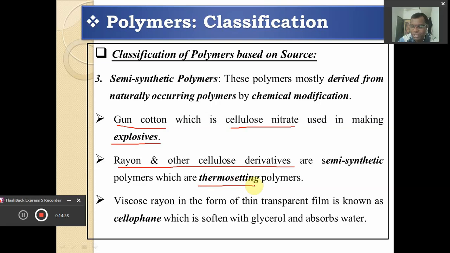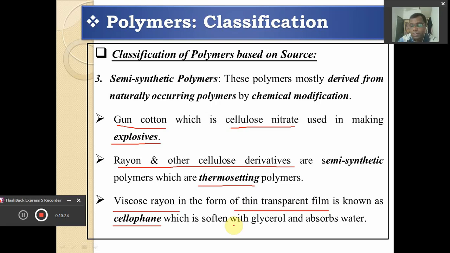Actually, what is thermosetting? This is one of the types of polymer based upon their response to heat, or their thermal response. Viscose rayon in the form of thin transparent film is known as cellophane, and it is softened with glycerol. Whenever it is treated with glycerol, it becomes soft, and unlike other materials, it absorbs water.